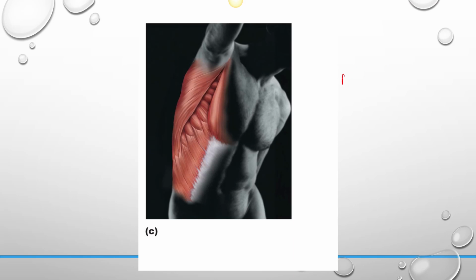This is the muscular system. The muscular system consists of muscles, and the major function of the muscles is movement. Also, heat production.